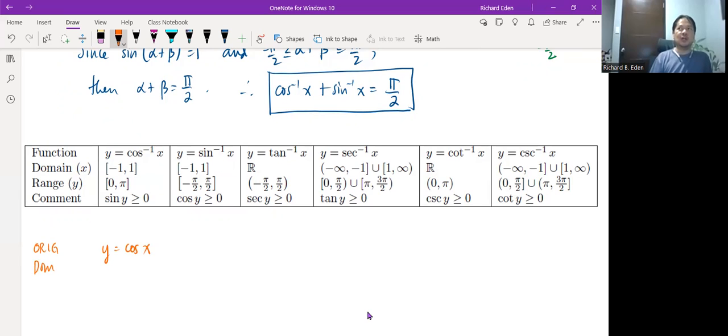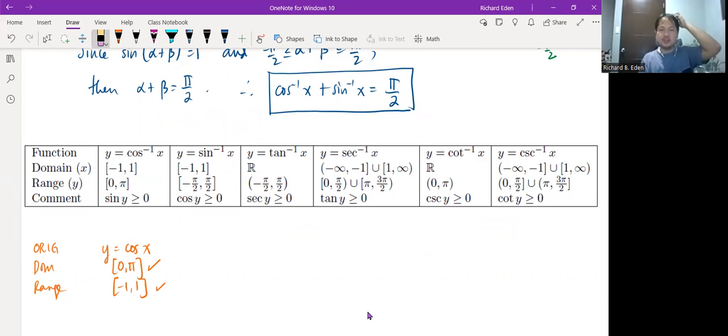So quadrants 1 and 2. So we chose 0 to pi, and the range is from -1 to 1. So for the inverse cosine function, the domain 0 to pi became its range, and the range, -1 to 1, became its domain. So the choice is so that the partner function sine of y is greater than or equal to 0. And for the sine inverse, the next column, we already made that decision.